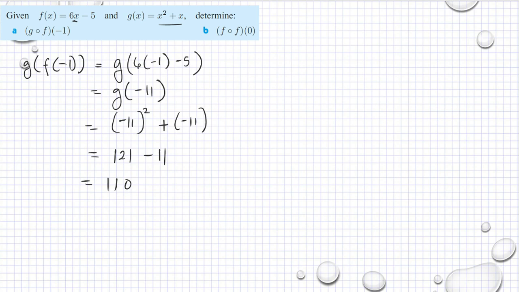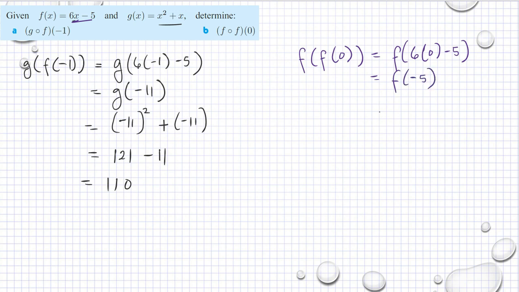Okay, the next one is our b. We have f of f of 0. So our f of 0 is 6 times 0 minus 5. Then we have f of negative 5. One more time, we use the same function, but this time our value is negative 5. So we have 6 times negative 5 minus 5. Then we have negative 30 minus 5. Then we have negative 35.